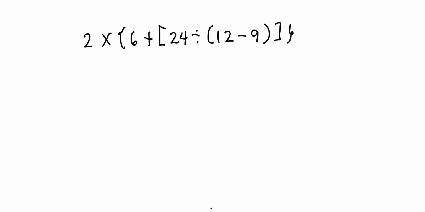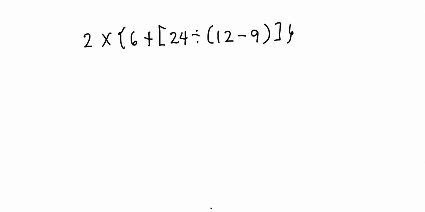Okay, for the next problem we have, this one is a complex one because, as you can see, you have many groupings. You have the braces, the bracket, and the parenthesis. So the rule here is you have to solve first the inner grouping, and the inner grouping here is the 12 minus 9. So that's the first operation that you're going to solve, because this is the inner grouping.